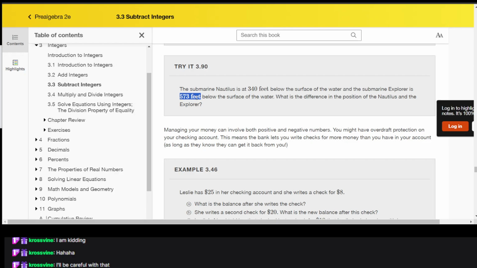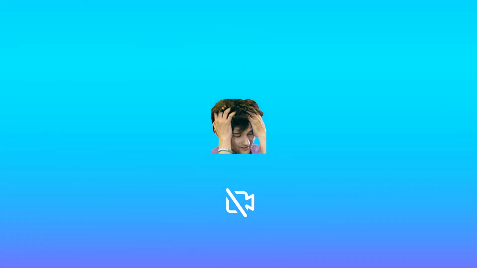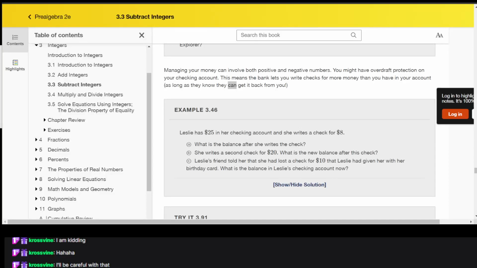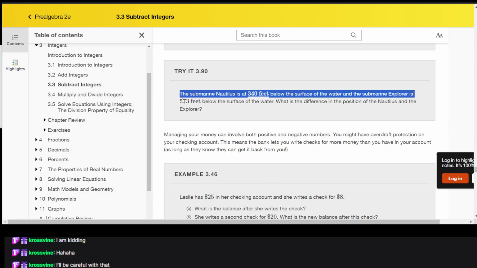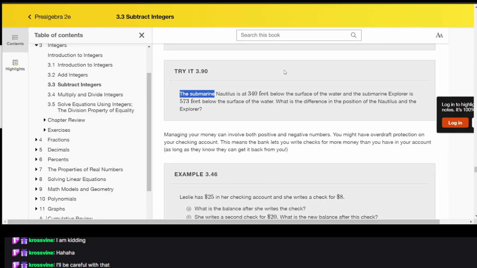So I wonder for this. You know what? It makes total sense. I get it. Because this one is below that one, so it's negative because you're going further down.